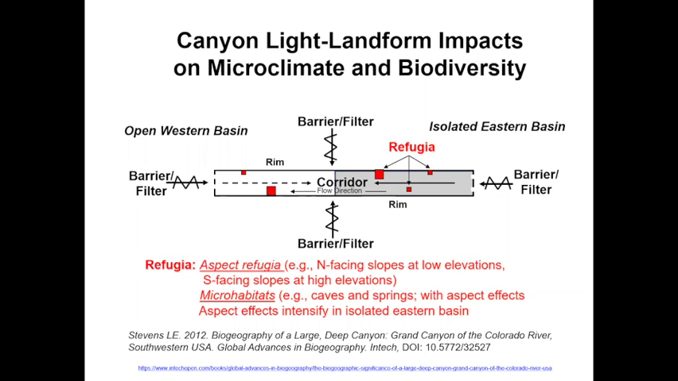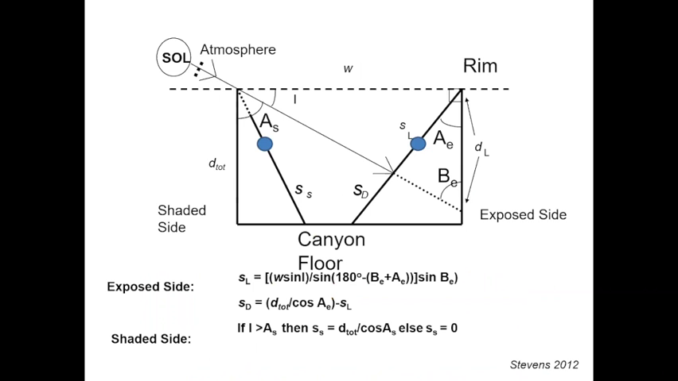Now, I didn't much mention the shift in the configuration of the canyon from east to west, but we have something called the Muav Gorge about halfway through Grand Canyon that isolates an eastern basin from the western basin. The eastern basin seems to have more severe aspect effects than the western basin, which is more connected to the deserts to the west. These are all topics I talked about in a paper. If anybody's interested in that paper, I'm happy to send you a link to it. It's on the web for free. It's about the biogeography of Grand Canyon.